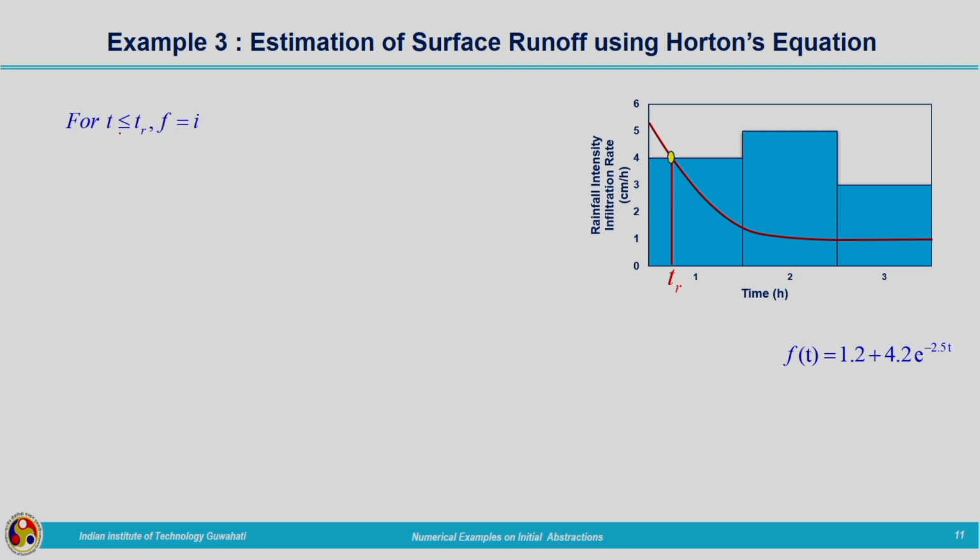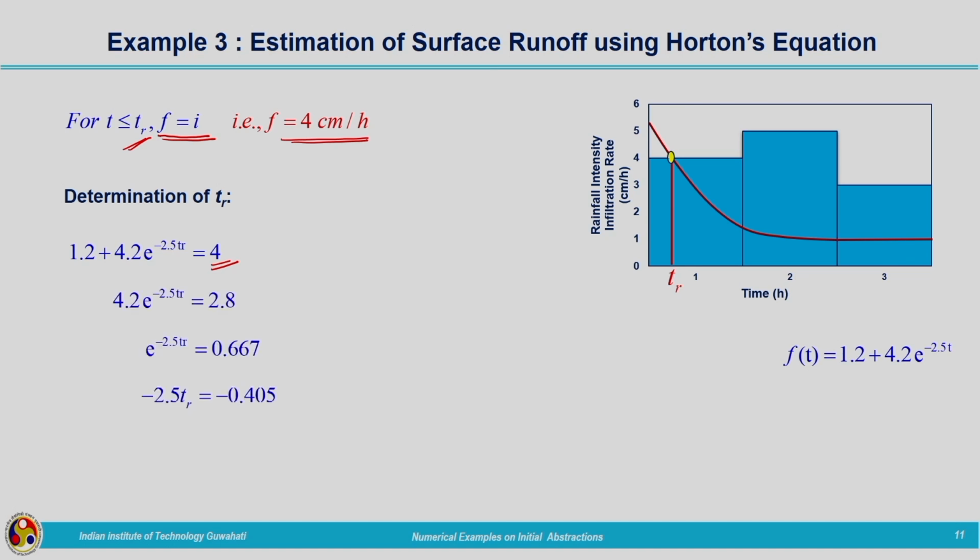So, for time t less than TR, the infiltration rate is equal to i, that is f is equal to 4 centimeters per hour. Now, we can determine TR, that is, we are going to make use of the infiltration rate equation. We know the infiltration rate corresponding to the value of time t equal to TR. So, 1.2 plus 4.2 e to the power of minus 2.5 TR is equal to 4. From this we can calculate the value corresponding to TR. TR can be calculated as 0.162 hours.